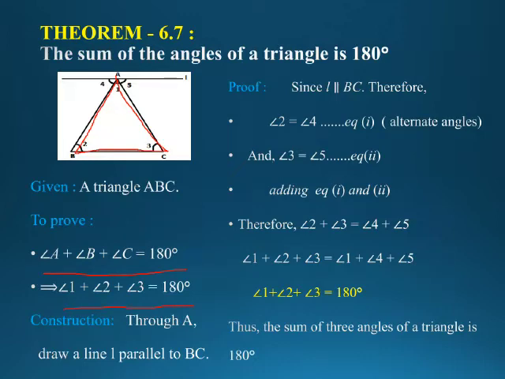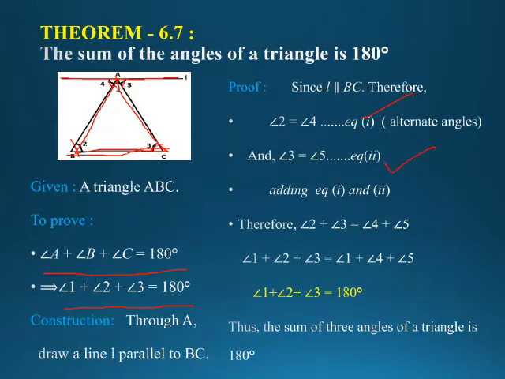Next, construction. Through A we draw a line L, and L is parallel to BC. We can write this as angle 2 equal to angle 4. These two are alternate angles. This is the first equation. Next, angle 3 equal to angle 5. These two are alternate angles. So this is the second equation.